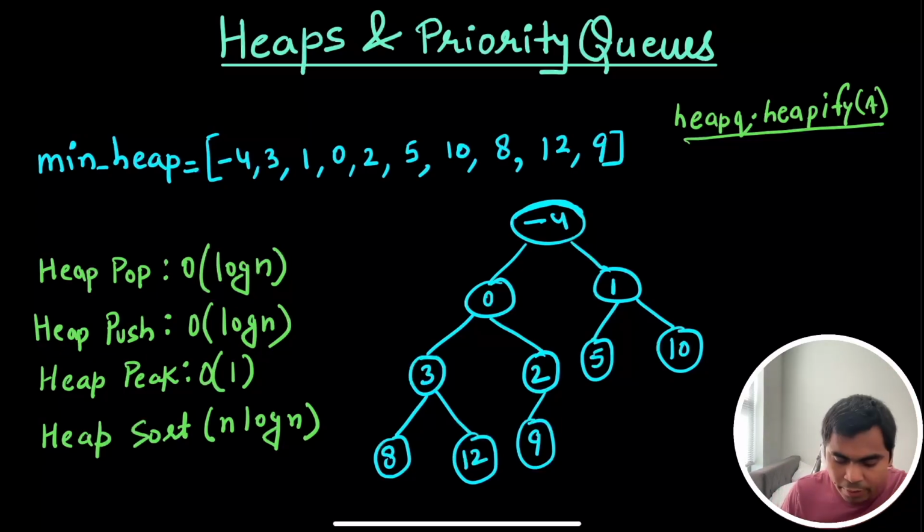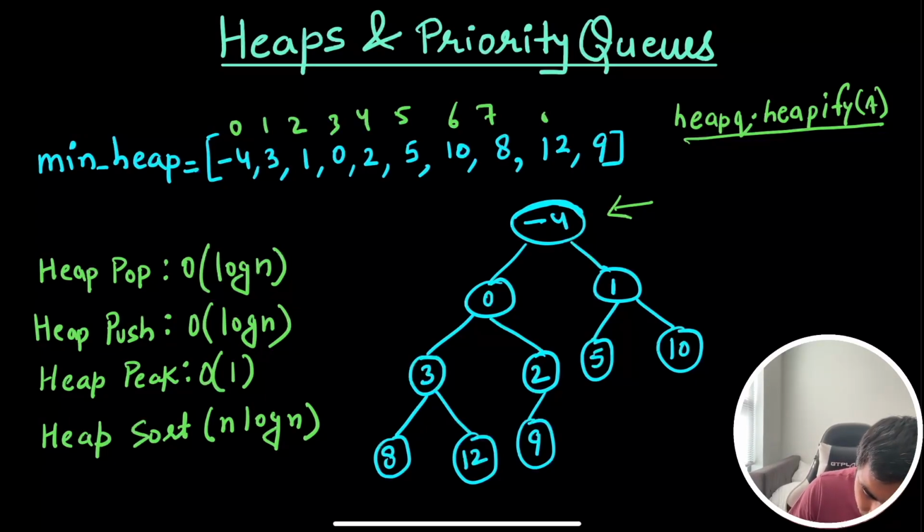We'll go into that, but let's go through what really happened here. The minimum value just came on the top. The minimum value is -4 in this entire array. That's right on the top, on the 0th index, which is the root of our binary tree. So 0, 1, 2, 3, 4, 5, 6, 7, 8, and 9.